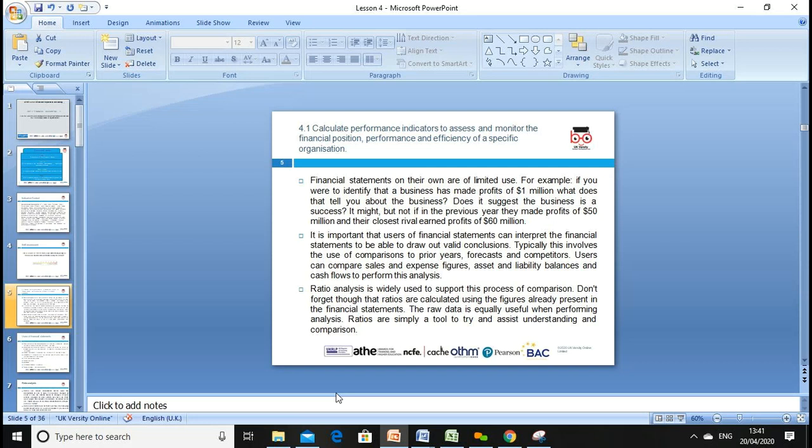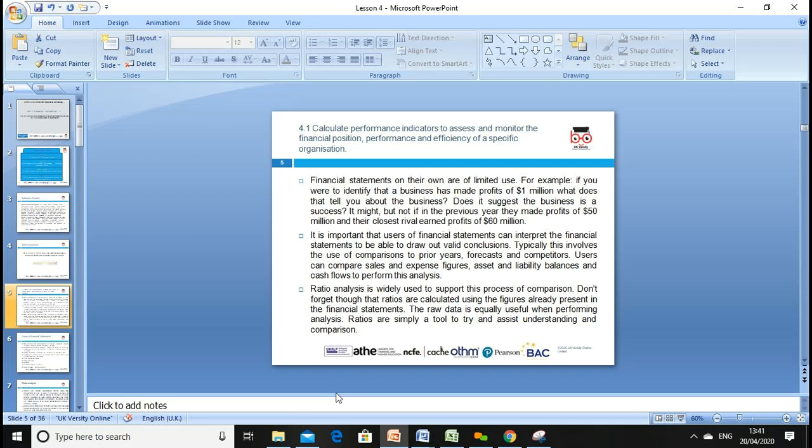In the previous year, the profit made was 50 million and the closest rival earned 60 million. So we need to look around. It is important that the user of the financial statement can interpret the financial statement and draw valid conclusions. Typically the user compares with the prior year, forecast, and competitors, and this can involve sales, expenses, figures, assets, and liabilities. All these ratios are widely used for comparison purposes.